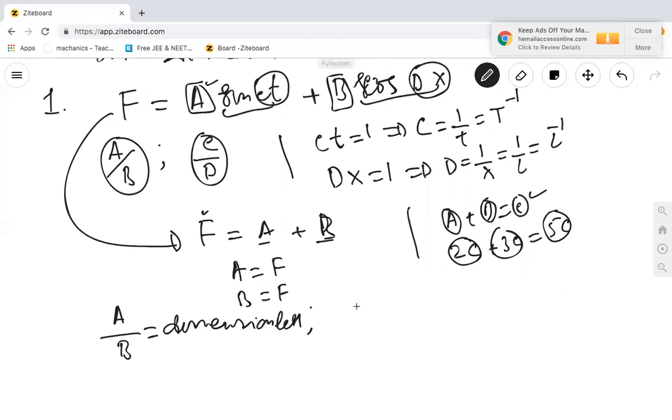What is C by D? C is T minus 1 and D is L minus 1. L will go up. P minus 1. Velocity. Please try to do this question again. You see, this CT is dimensionless, dx is dimensionless, sine of CT is dimensionless, cos of dx also dimensionless. Therefore, you write F is equal to this only A plus B. A and B and F have the same dimensions, and you can solve this question this way, right?